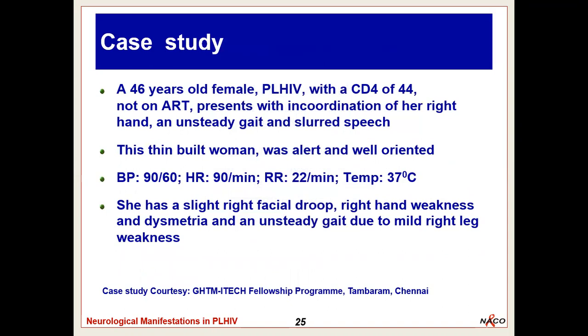Okay, so now we are going to a different entity. Just to think in that direction, you have a 40-year-old female with CD4 of 44, not on ART, presenting with incoordination of her right hand, unsteady gait, and slurred speech. This woman was alert and well-oriented. You can see the vitals here, and she has a slight right facial droop, right hand weakness and dysmetria, and unsteady gait due to mild right leg weakness.